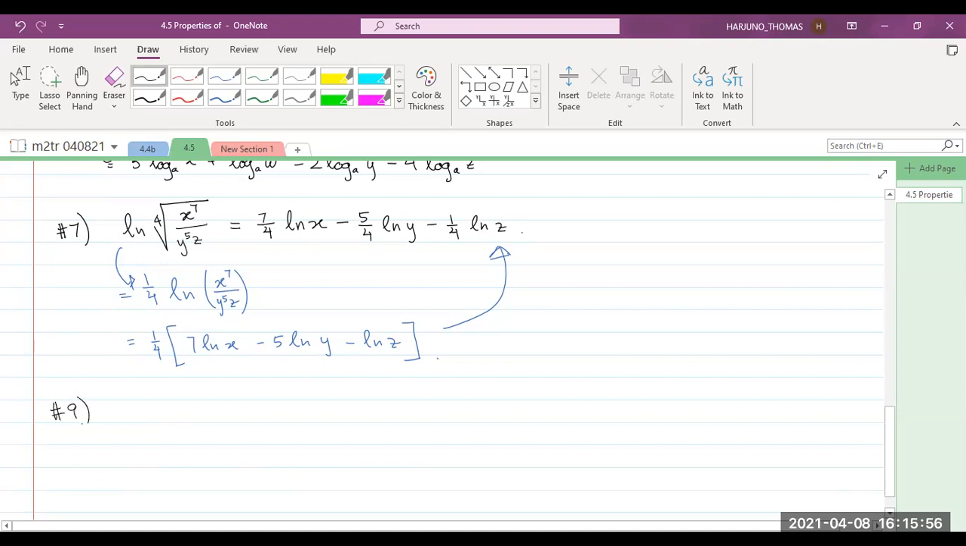Number 9, write as a single log. Number 9a: log base 3 of x plus log base 3 of 5y. Sum of logs equals log of product, so this one is straightforward. It's log base 3 of 5xy.